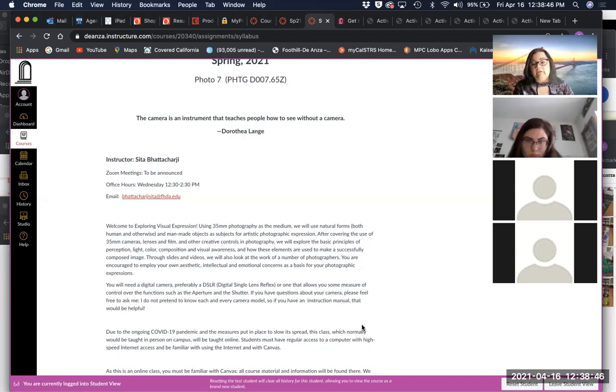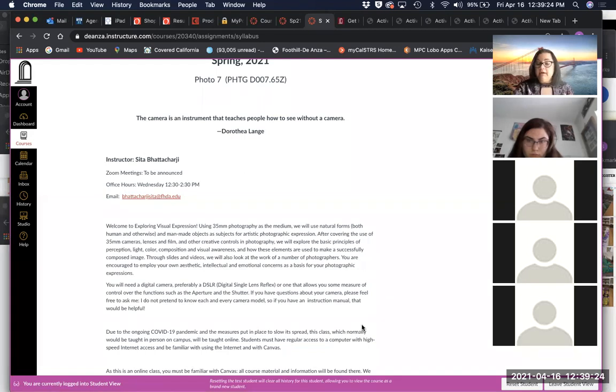And you don't have to have an SLR. There are some relatively small point and shoot cameras that still give you control over those functions, and others as well. If you have a camera and you have questions about it, please feel free to ask me. Bring it to my office hours. I don't pretend to know everything about each and every camera model or to even know each and every camera model. So if you do have an instruction manual, that would be helpful, but I'm happy to go over any questions that you have about your cameras.